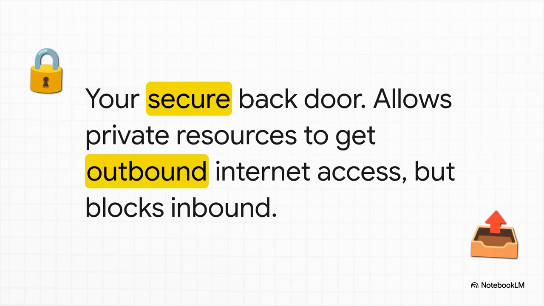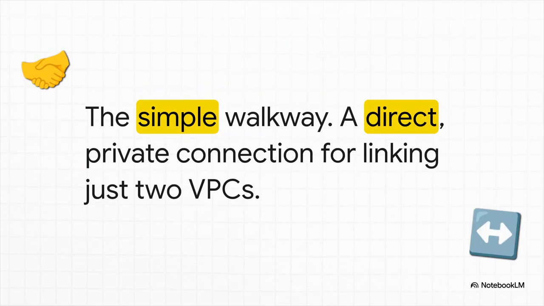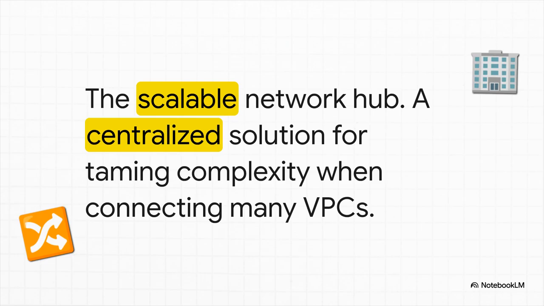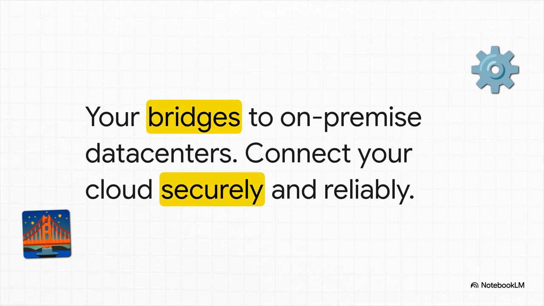Your NAT gateway, that's the secure back door. It lets your private stuff get out for updates, but it doesn't let anyone from the outside get in. VPC peering, that's the simple walkway. It's perfect for connecting just two VPCs together directly and privately. The transit gateway. That's your big, scalable network hub. It's the solution for taming that complexity when you've got a whole bunch of VPCs to connect. And finally, your VPN and Direct Connect, those are your bridges to on-premise. They're what connect your AWS cloud securely back to your own data centers.